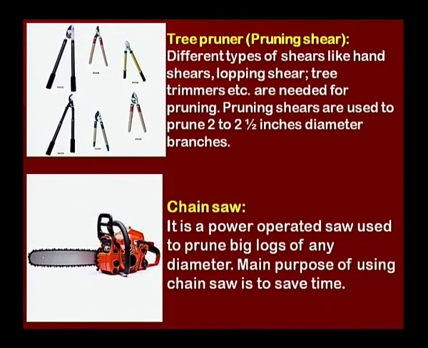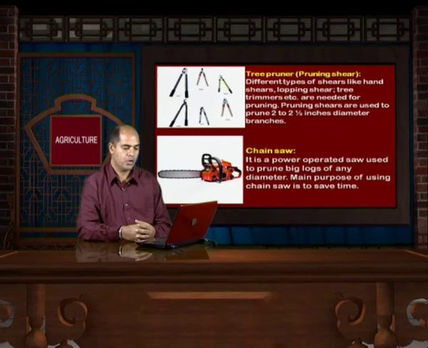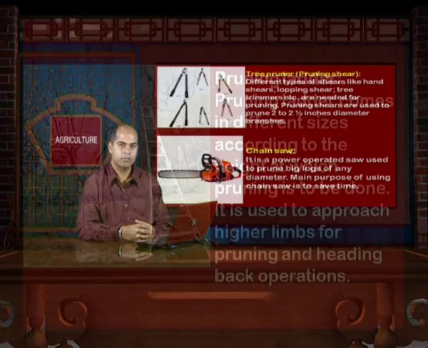Then tree pruner, also known as pruning shear. Different types of shears as shown in the picture, like hand shears, lopping shears, tree trimmers, etc., are needed for pruning. Pruning shears are used to prune 2 to 2.5 inches diameter branches. Chainsaw. It is a power operated saw used to prune big logs of any diameter. Main purpose of using chainsaw is to save time.